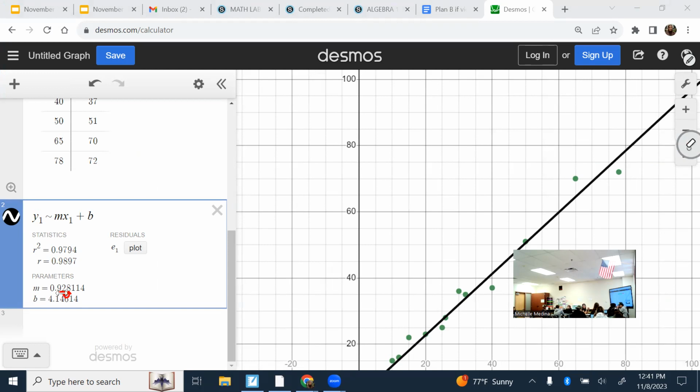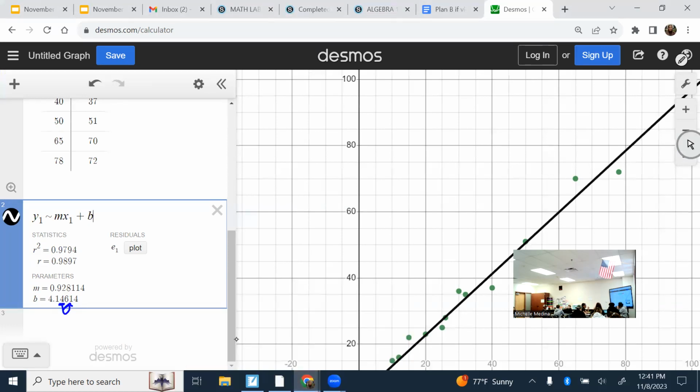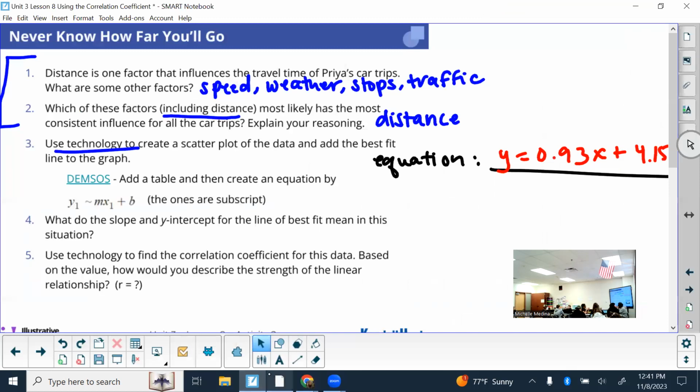Then for my y-intercept, whatever you choose to round to, keep it consistent. If I want 2 decimal spots, underline that second decimal spot, look to the right. Again, that number is 5 through 9, so we round up 1. So I have my linear model. Next question is to tell me what the slope and y-intercept mean in this situation.